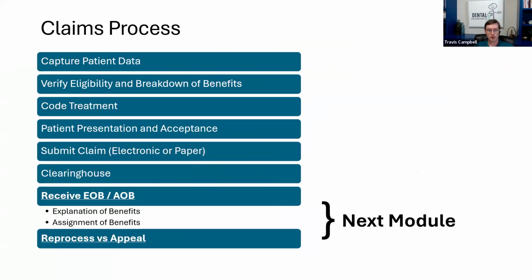Now, that's kind of the claims process. We're going to talk about at the end, when you get that money or that claim back, what you do with it. That's going to be the next module, where we talk about explanation of benefits, your assignment of benefits, and then how to deal with appeals and reprocessing claims. But at least that hopefully gives you a breakdown of the general claims process, to give you a framework and an overarching idea of how the process works, so that you know where you are in the process. I don't know about you, it usually makes more sense to me to see the bigger picture.